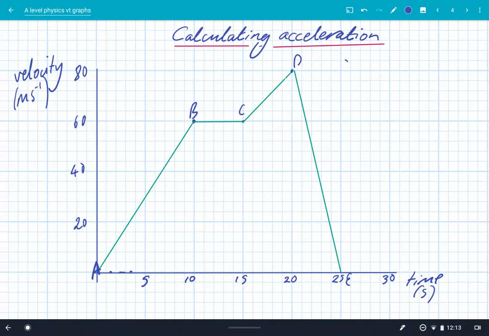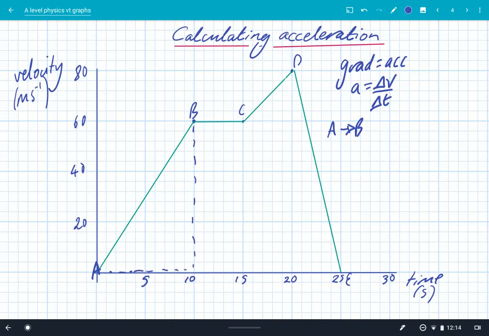Right, now we're going to use the fact that the gradient is the acceleration, and the formula A equals change of velocity over change in time, which actually means the same thing. So from A to B, if we want to calculate the acceleration, what I want to see everyone do in exams is drawing these triangles, because these triangles are your working out, which show that you know that the gradient is the acceleration. So the change of velocity here is 60, and the change in time is 10. So A is change of velocity divided by time, which is 60 over 10, which is 6 meters per second squared. B to C, the gradient is 0, so the acceleration is 0.